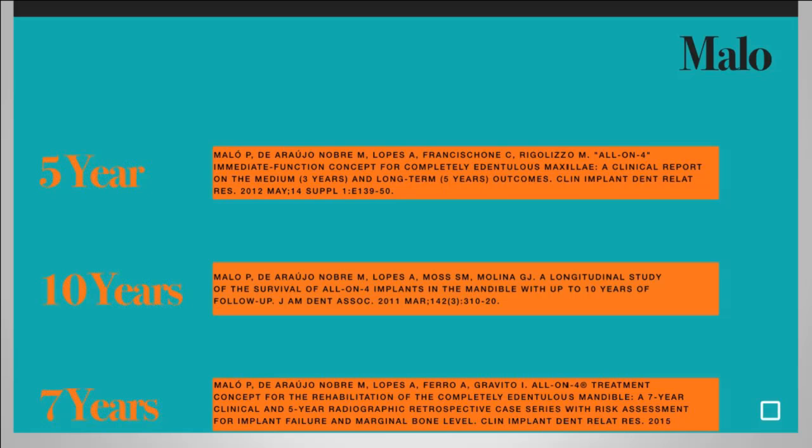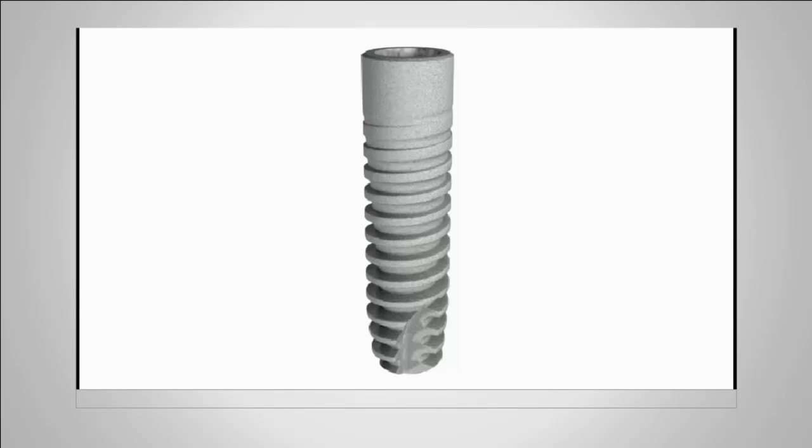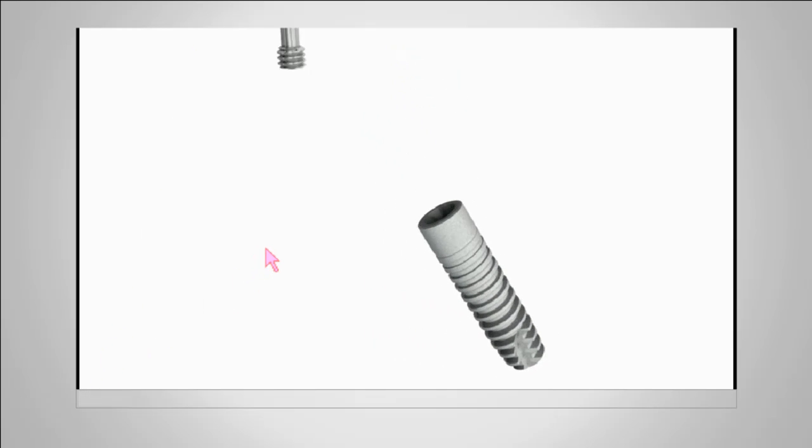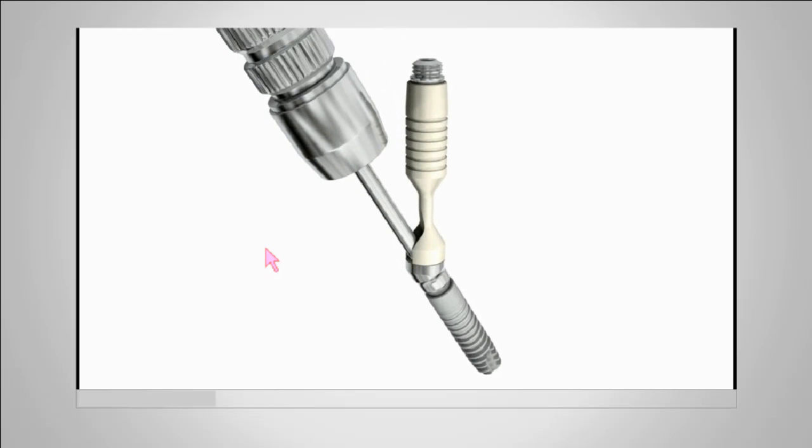Malo, in 3 studies, looked at 5, 10, and 7-year outcomes. What he discovered when he looked at 10-year outcomes, having placed a large number of implants in this 2011 study, is a high prosthetic success rate and a high implant success rate. So we know that this approach works and can work well in the right circumstances. It does require the use of angled abutments. These angled abutments allow us to correct the angulation when we place tilted implants.